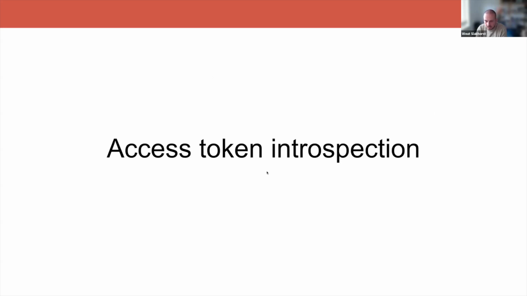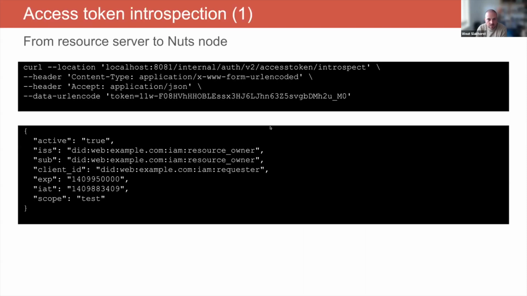Okay, I think this is the final part, access token introspection. So now the access token has been sent to the resource server. You can do access token introspection on the introspection endpoint. The access token is passed form URL encoded, according to the spec. Currently, the Nuts node just issues ephemeral random access tokens. We store quite a lot of information connected to this access token, which doesn't fit in a JSON Web Token. So these are just 256 random bit access tokens.